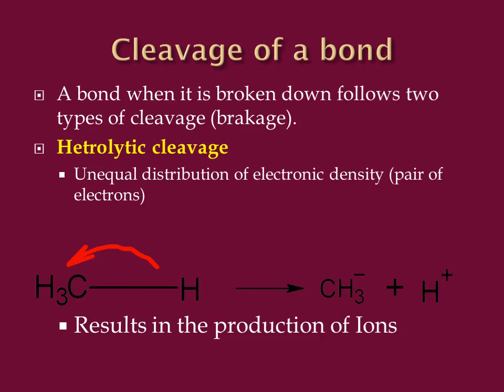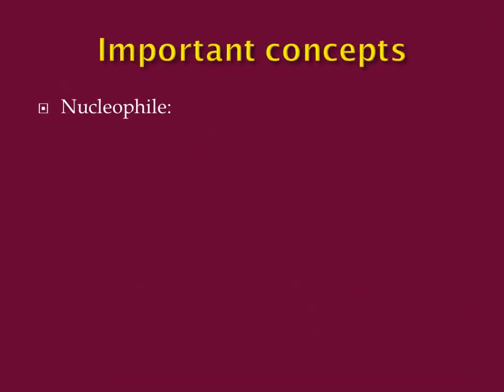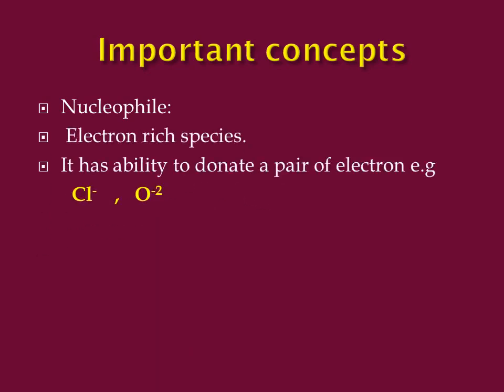Another frequently used term in organic chemistry is a nucleophile. Now let us see what a nucleophile is. A nucleophile is an electron-rich species. It has the ability to donate a pair of electrons, for example chloride ion and oxide ion. As a nucleophile is rich in electron density, it can donate it to any electron-deficient species. For example, you can see this methyl anion.